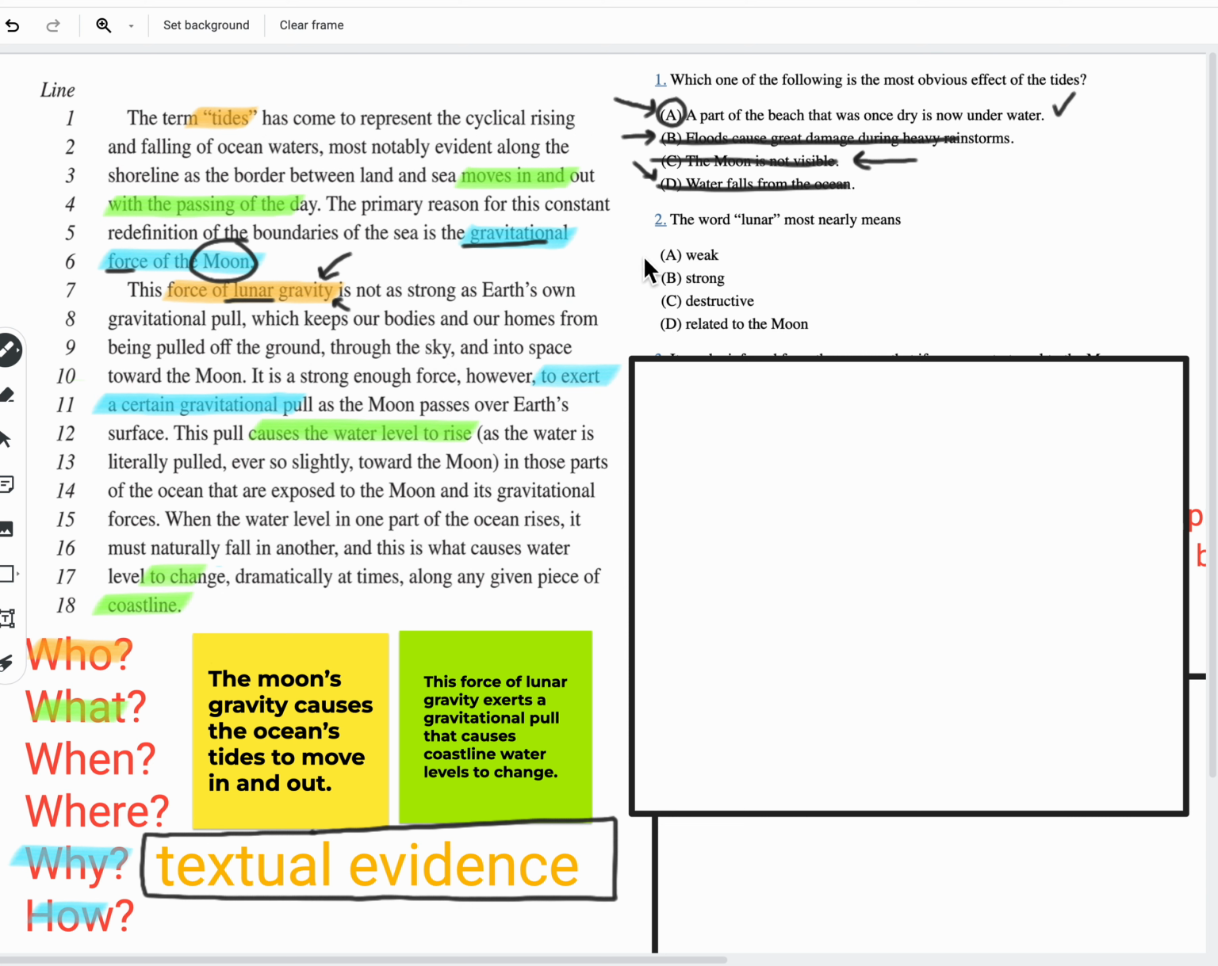Lunar gravity does not mean weak gravity. It does not mean strong gravity, nor does it mean destructive gravity. However, it does mean that it's related to the moon. The answer is D.